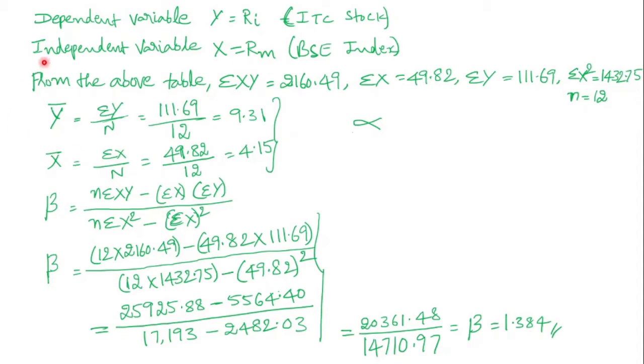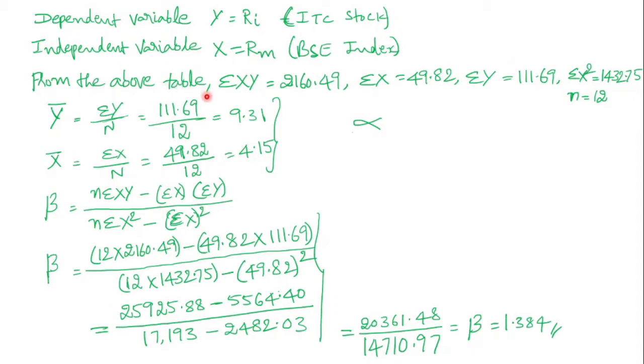As we already know, the dependent variable is Y, that is RI. The ITC stock returns are considered the dependent variable on the market, and the independent variable, the market returns, is indicated with X. The BSE index market returns do not depend on any other factors, so that is the reason why they are considered the independent variable. Students, you have to be clear which is the dependent variable and which is the independent variable. The ITC stock is dependent on the BSE index. That is the reason why ITC is dependent and BSE is independent.